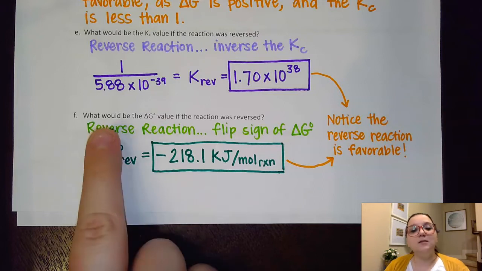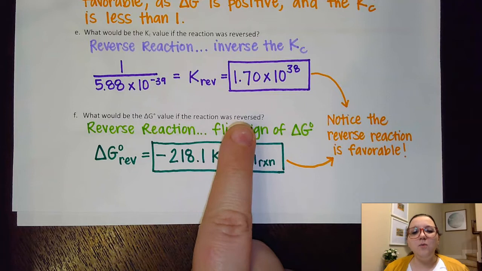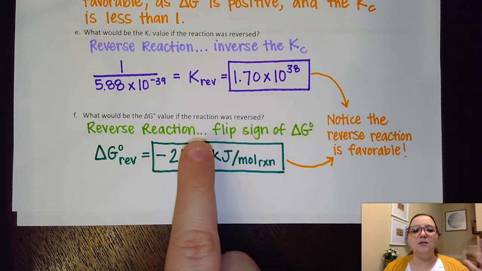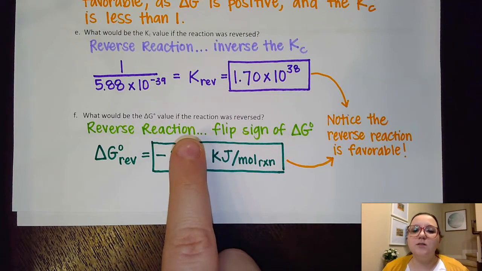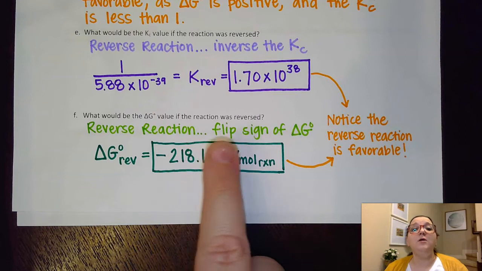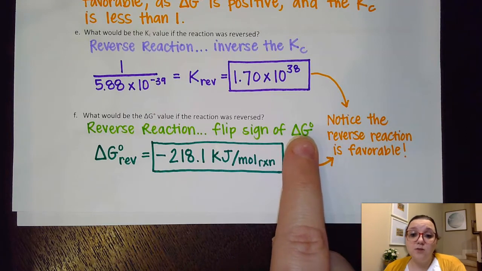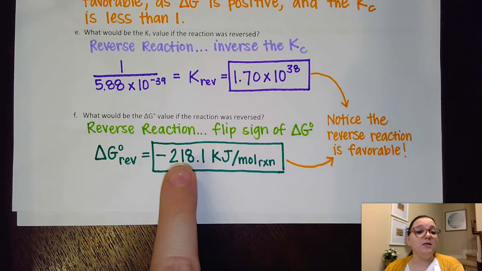Now it also asks what would be the delta G value if the reaction was reversed. Now I know we haven't talked about changing signs on delta G a whole lot, but it works the same way as it did with delta H. With enthalpy, if I reverse the reaction, I would flip the sign of the delta H. And so I do the same thing here with delta G. So reversing this, instead of a positive 218.1, I end up with a negative 218.1.